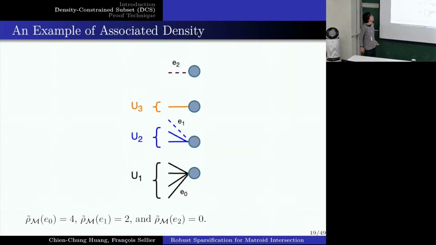And how about E2? This guy is never spanned by any, even if you take the union of U1, U2, U3, they don't span him. In this case, the density is 0.